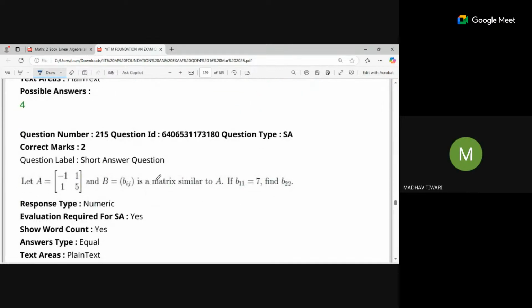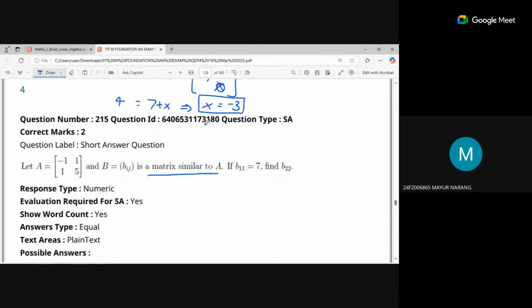Next is this one. A and B are given, and it is given that they are similar matrices, and the B11 term is given like this. A is this one, and B is this. You know that the traces are the same. So what will be the trace of A? Trace of A is 4, 5, 7 minus x is equal to 4. Suppose it is X, so it will be equal to 7 plus 7. And from here, the X value can be found.